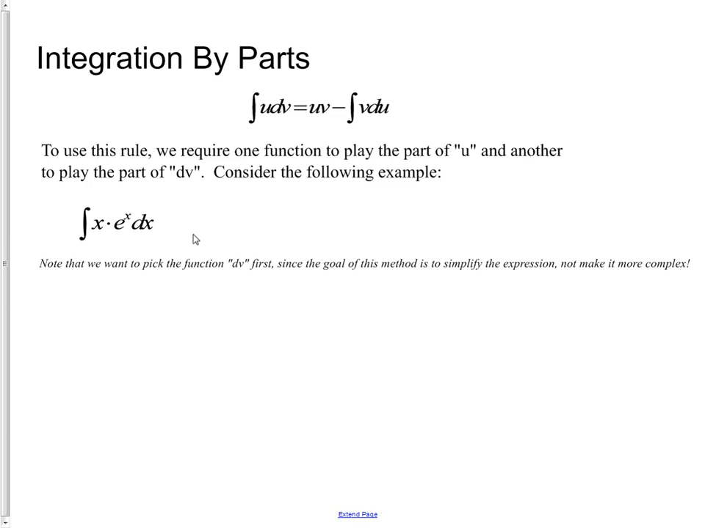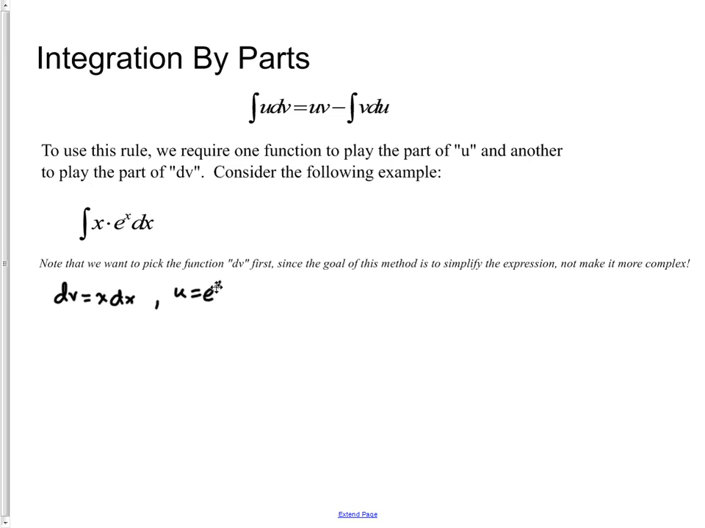So the question is, which one do we want? Well, we have a couple of choices right here. We could pick either one. The one we want to pick as dv first is the one that simplifies this expression, since the goal of this method is to simplify it and not make it a more complex function. So how do we do that? Let's consider what we could do. One way would be to say, let's pick dv to be x times dx. That means we would be picking u to equal e to the x.